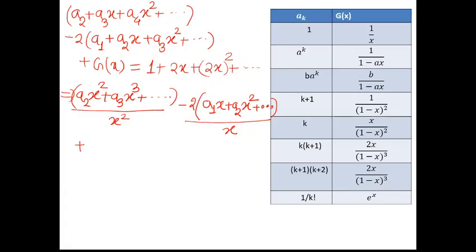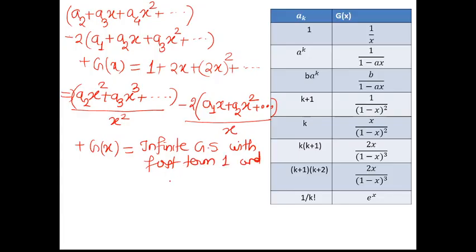Then plus we have g of x, and if you do not remember the formula, if you are unable to apply this formula here in this case, then this is nothing but infinite geometric series. Infinite geometric series with first term 1 and common ratio 2x. Common ratio is 2x.